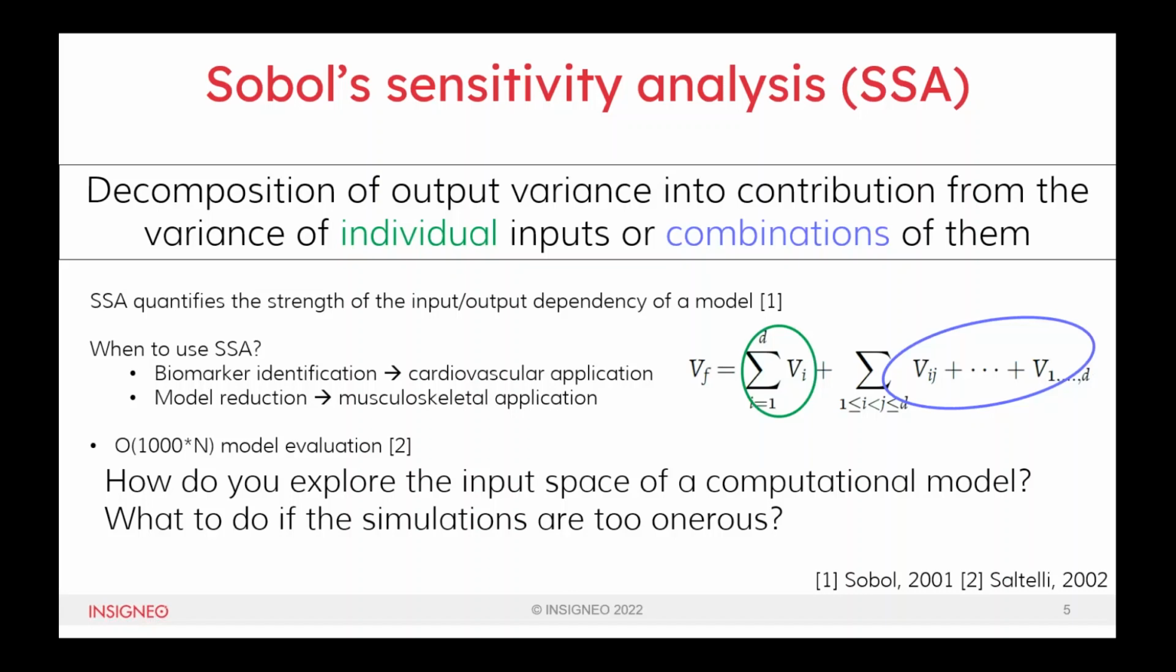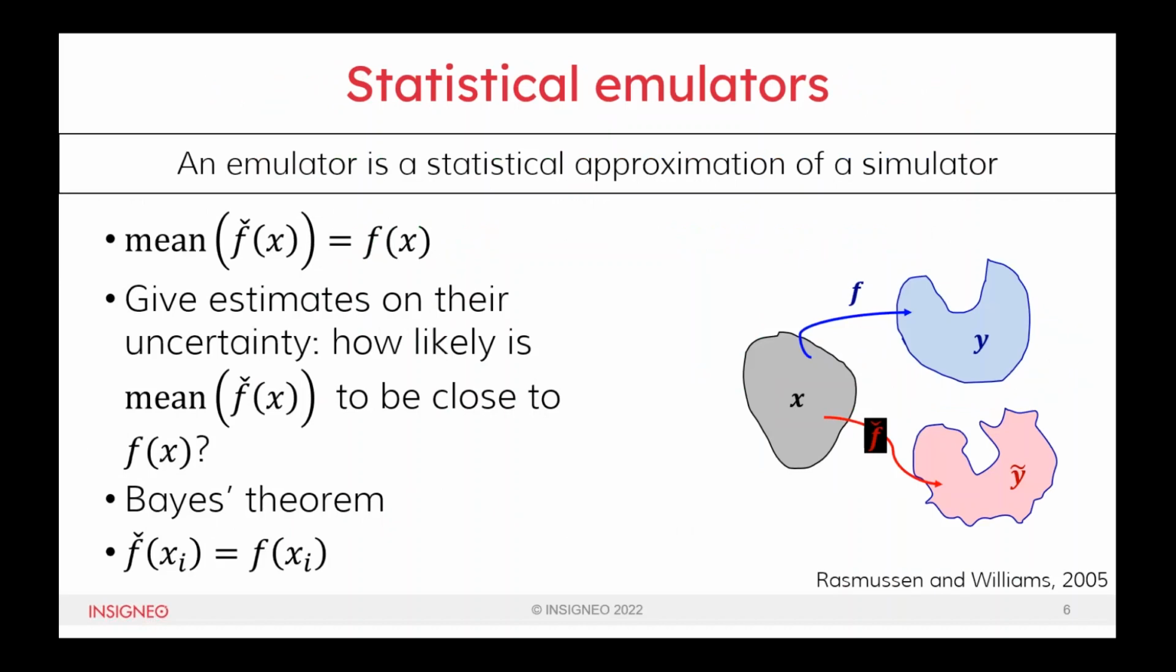Now this can take a long time, even if the computational model is relatively fast to run, but becomes practically almost impossible for models that are more computationally demanding. And in this case, a faster solution is needed for proper exploration of the parameter space. A solution to this problem, a faster solution, is the use of statistical emulators.